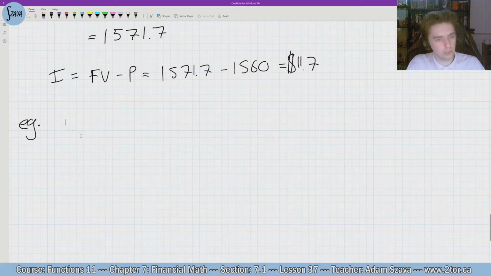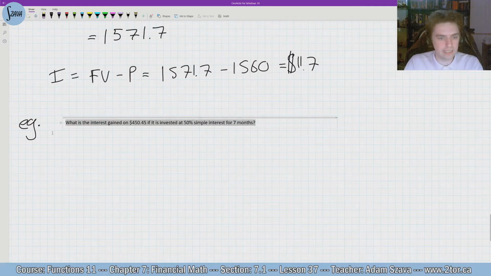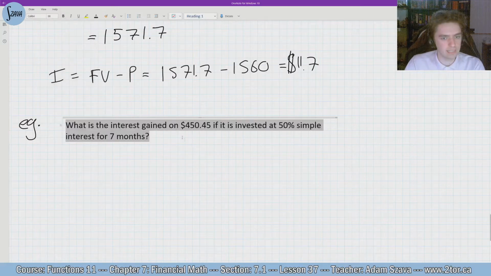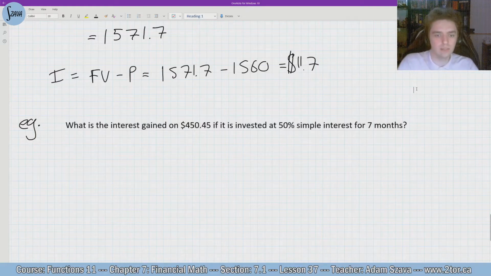So this question is, what is the interest gained on $450.45 if it is invested at 50% simple interest for 7 months? Okay, so all I want to include in this question is that obviously the dollar amounts do not always have to be whole numbers. You can of course have cents, and you usually round to 2 decimal places, because when you're talking about money, you don't really care about fractions of cents. The smallest thing you care about is a cent. So you just round to 2 decimal places.